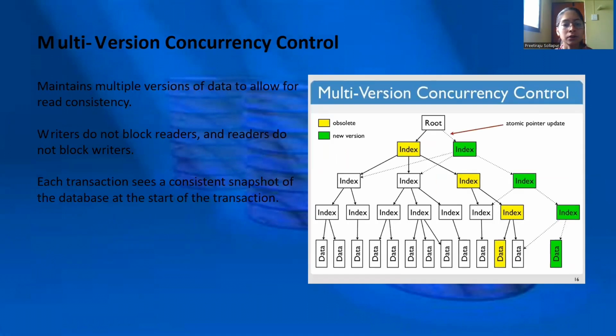Multi-version concurrency control maintains multiple versions of data to allow for read consistency. Writers do not block readers and readers do not block writers. Each transaction sees a consistent snapshot of the database at the start of the transaction.